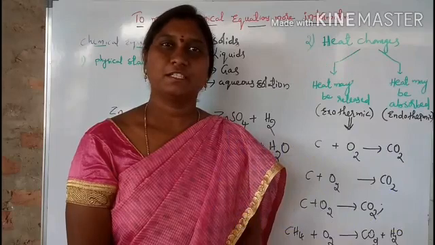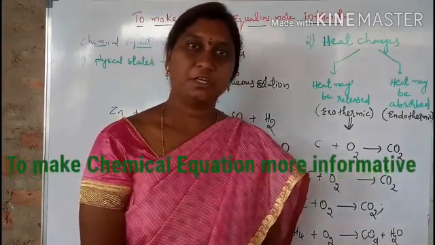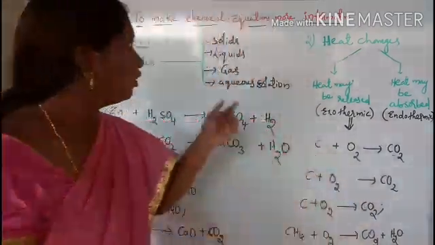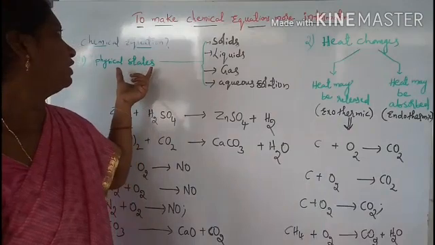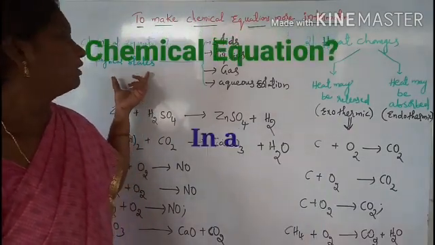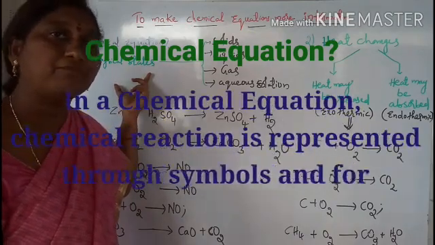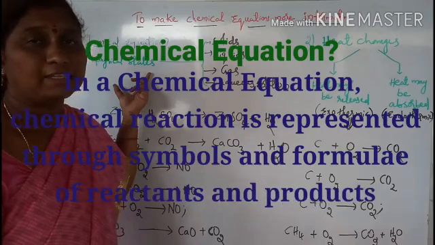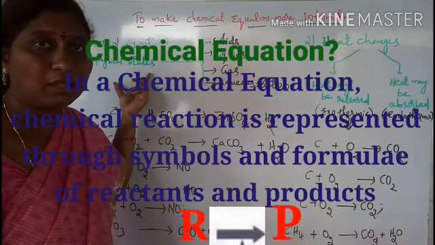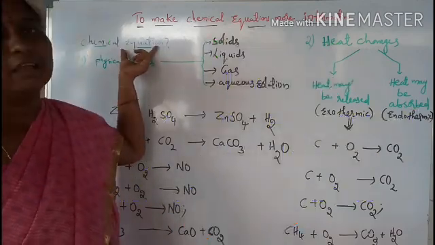Today we will start the next part of the chemical equations, that is part 3, to make the chemical equations more informative. In order to make the chemical equations more informative, first you have to know the definition of the chemical equation. In a chemical equation, a chemical reaction is represented through symbols and formulae by reactants and products which are separated by an arrow marker, pointing towards the products. So that is about the chemical equation.